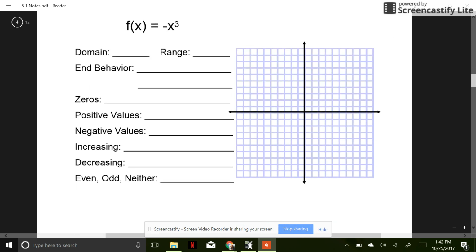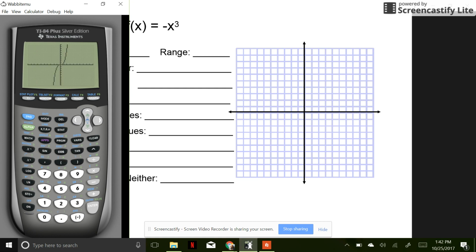So if we want to graph our next function, this time we have f of x equals -x cubed. So let's go ahead and grab our calculator here. We're going to change up our picture. So now we have -x to the 3rd power, -x cubed. We graph, maybe, there it goes.